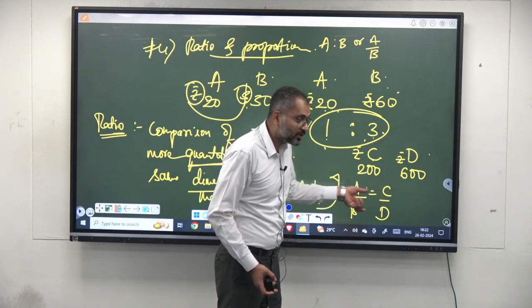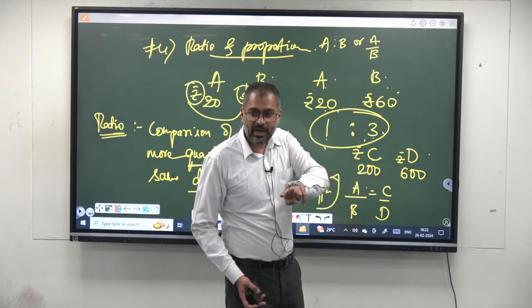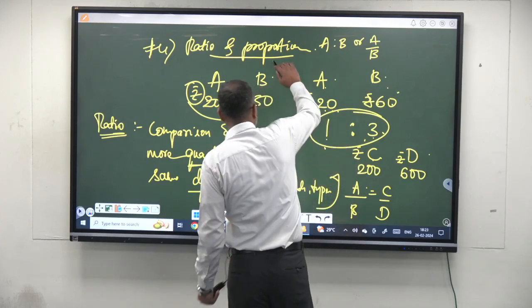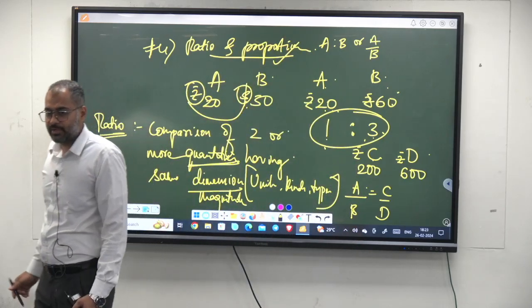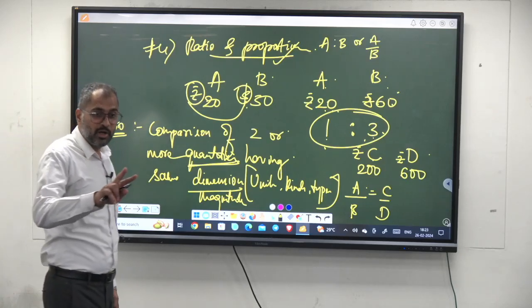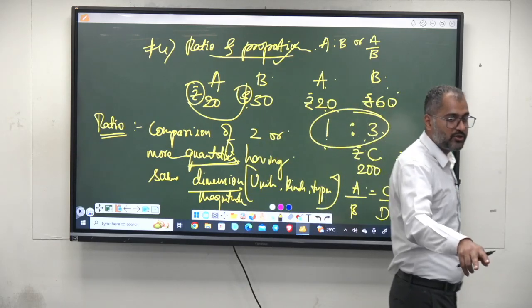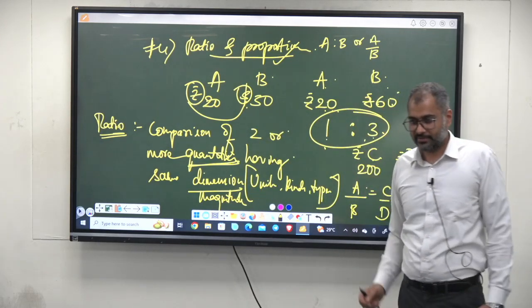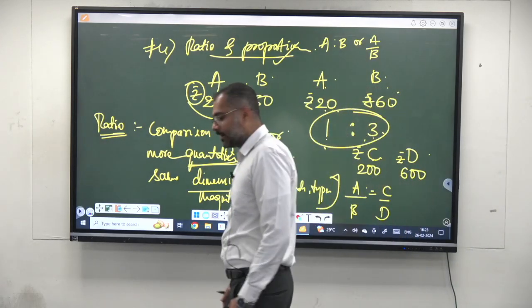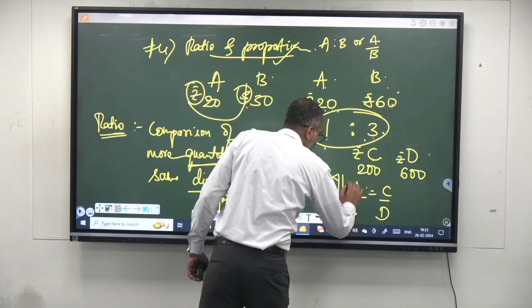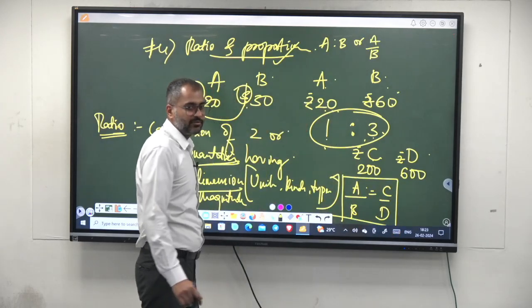This is a comparison of two ratios. Comparison of two ratios is called proportion. Comparison of two or more quantities is called ratio. Comparison of two or more ratios is called proportion. Okay. Proportion means they are in a certain type of relationship, balance.